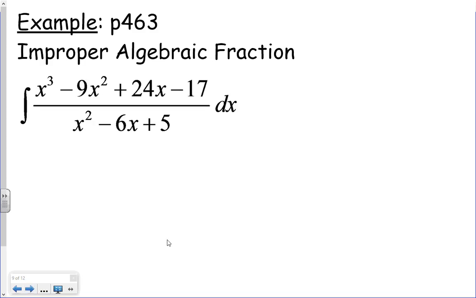All right, so let's take a look at an example of that. On page 463 in your book, they give us an example here of this integral, x cubed minus 9x squared plus 24x minus 17, and that's all over x squared minus 6x plus 5.